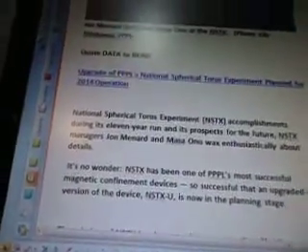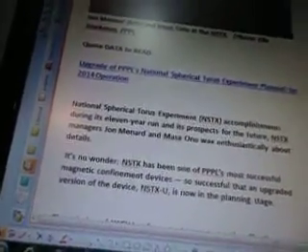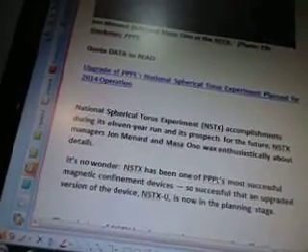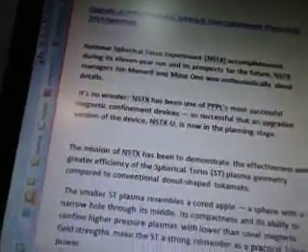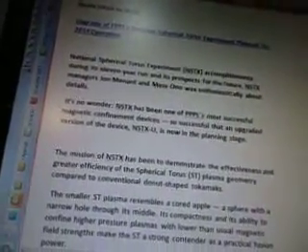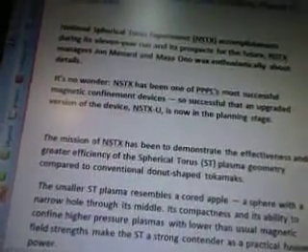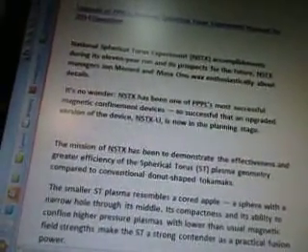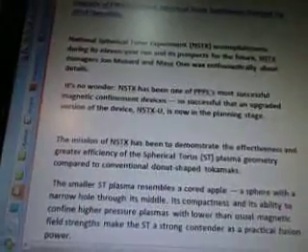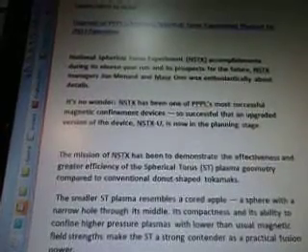Interesting. Okay. So this is talking about the upgrade of PPPL's National Spherical Torus Experiment, plan for 2014 operation. So they're currently upgrading it in 2012. The National Spherical Torus Experiment accomplishments during its 11-year run and its prospects for the future. NSTX managers John Menard and Masa Ono wax enthusiastically about details. It's no wonder NSTX has been one of PPPL's most successful magnetic confinement devices, so successful that an upgraded version of the device, NSTX-U, is now in the planning stage. Oh, I have to look that one up. Sorry, I didn't get a picture of it.